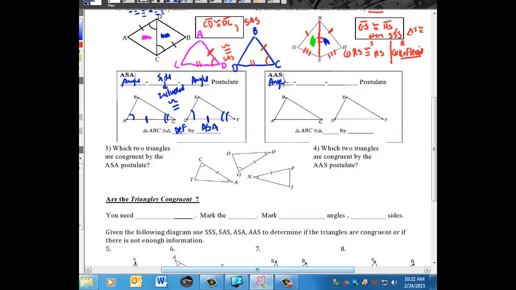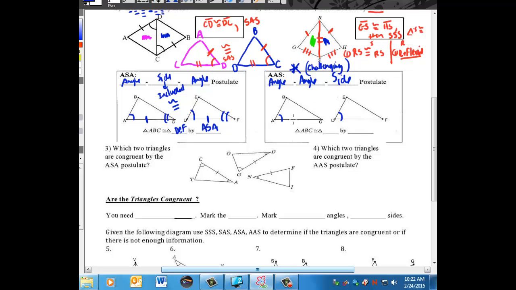Alright, next we have angle, angle, side. So we have an angle A and an angle D. Now, I'm going to put a star or a little hash mark by this one. This is the most challenging one to see. It's the one that we'll usually miss on a quiz or a test. So review this one because it is somewhat challenging to see. What makes it confusing is that it's not an included side. The side will be outside of your two angles.